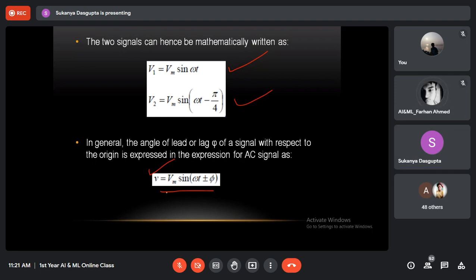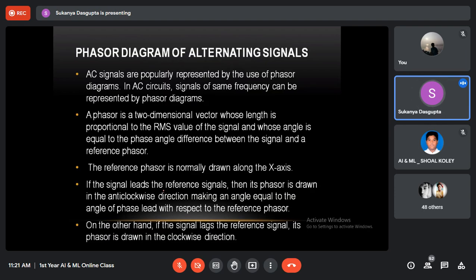Yes, madam. Today the class is almost over, so I'll stop here. Next day we'll start with the phasor diagram.